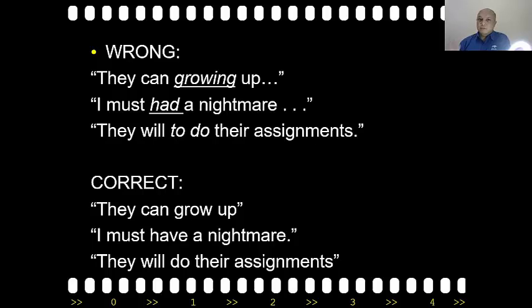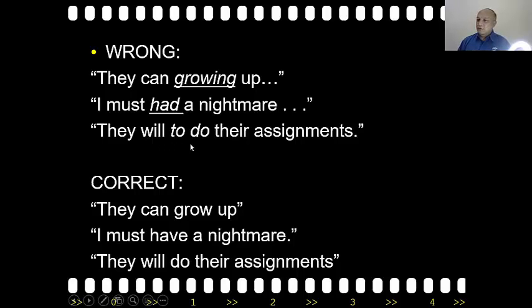Remember what I said before? Every modal auxiliary has to be followed with verb 1, kata dasar. That's it. So you cannot say I must had a nightmare, because had is not a kata dasar. It's a past form of the verb have. And then another one, this is quite typical. Please don't do that. Please don't do this again.